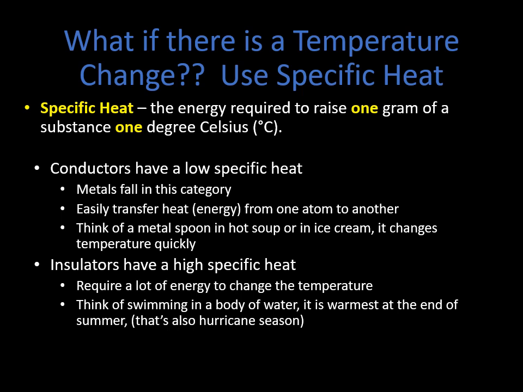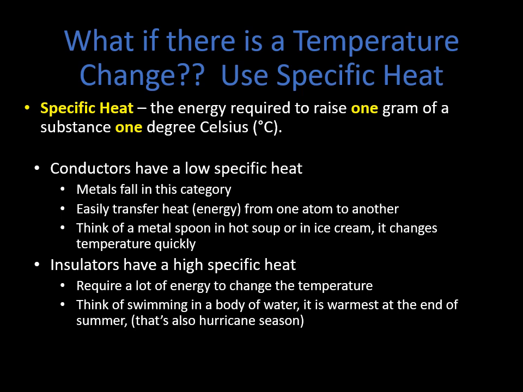In contrast, insulators have a high specific heat, so they require a lot of energy to change temperature. And water is our classic example of something having a high specific heat. If you think back to your biology days, that was in your water unit and is an important quality of water. It requires a lot of energy to change the temperature of an insulator.